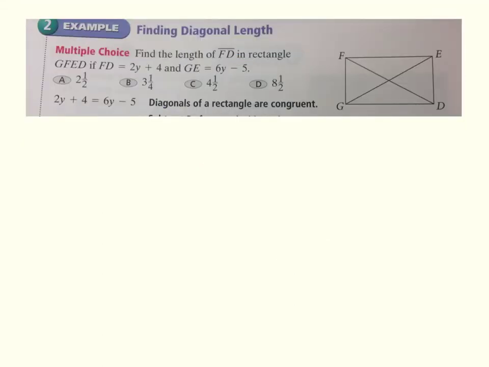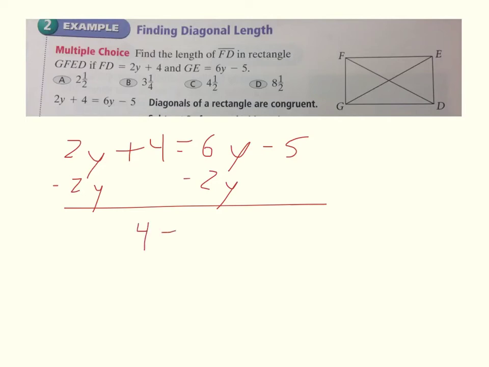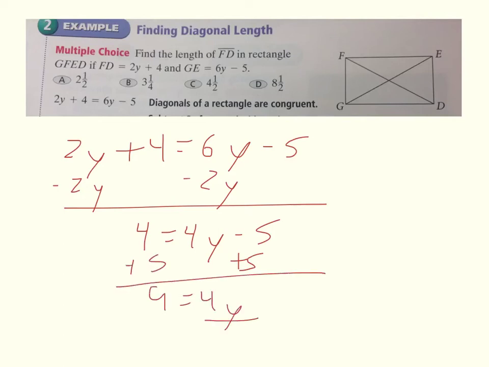In example 2, they're asking us to find the length of diagonal FD. Well, we just said diagonals of a rectangle are congruent. So you're going to set 2y plus 4 equal to 6y minus 5. To solve that, hopefully you would subtract 2y from both sides, giving you 4 equals 4y minus 5. Add 5 to both sides, and you get 9 equals 4y. Divide both sides by 4.